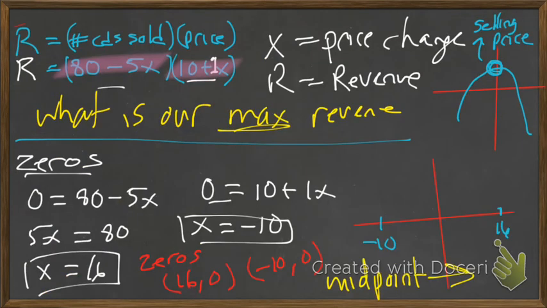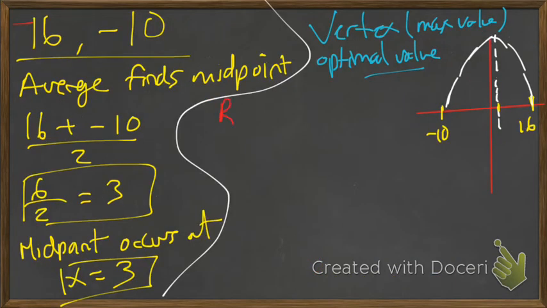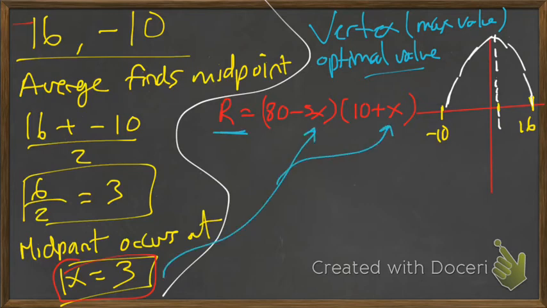If I were to take my original equation, r is equal to 80 subtract 5x multiplied by 10 plus x, I'm just going to write it at this point. And I sub in my midpoint, for both of these x's, I should get an r value. And I'm using that value because we know that my midpoint is 3.